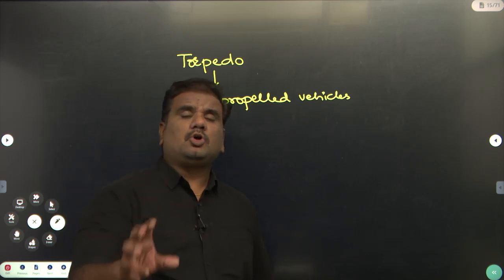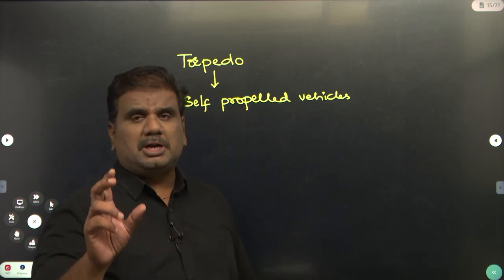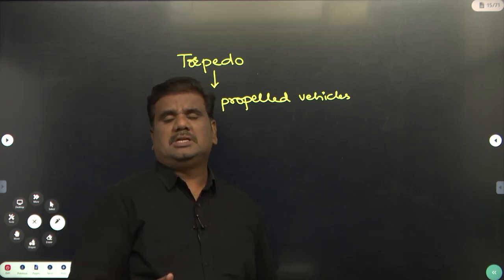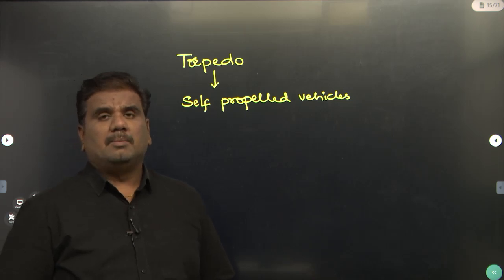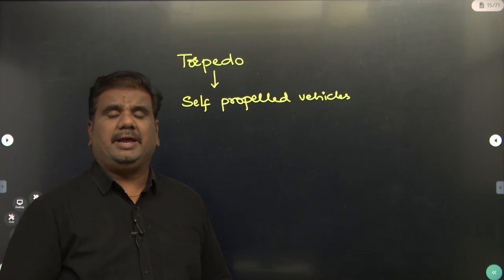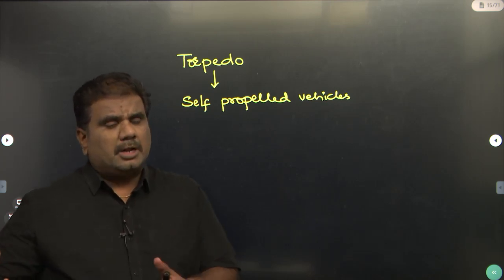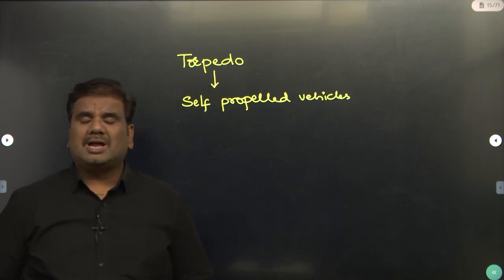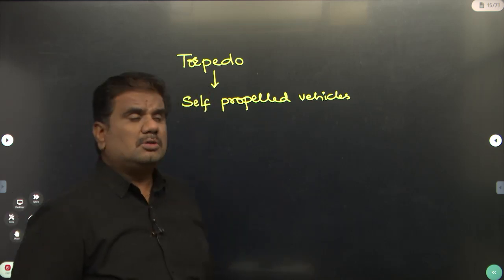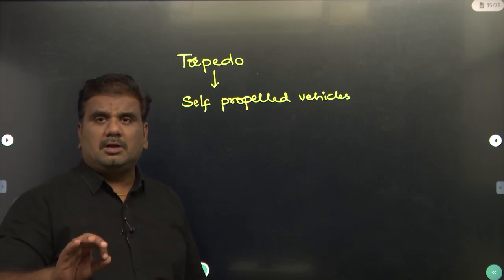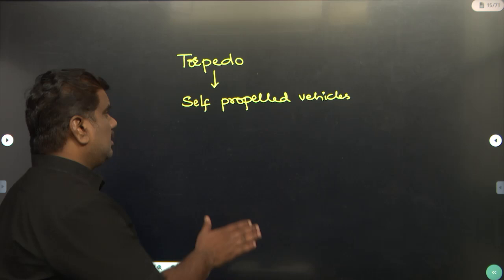Now, these torpedoes were shown in one particular movie which is known as Ghazi. I hope you might have seen that movie. Based on the amount of pressure with which these torpedoes are released, the torpedo will just keep on advancing, keep on traveling. So they are completely self-propelled vehicles. They do not have any particular fuel.